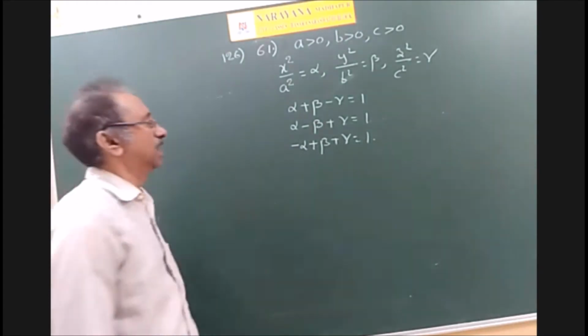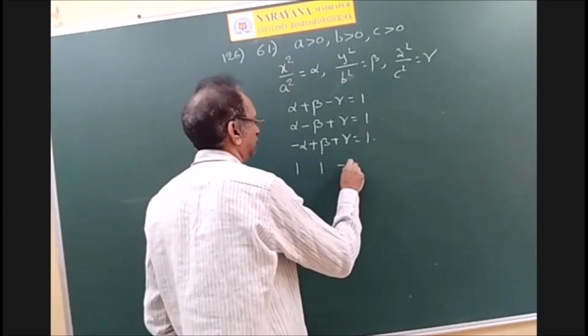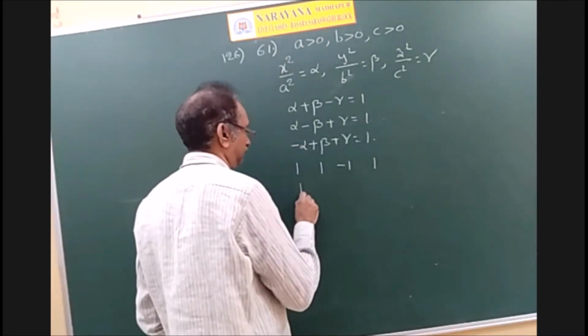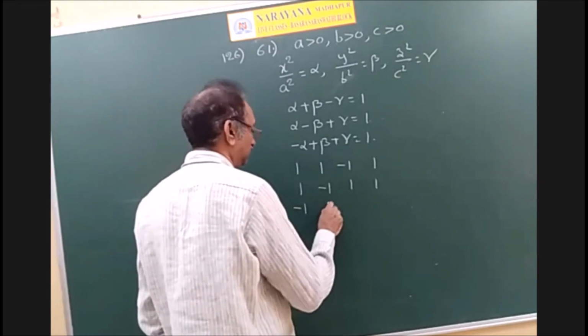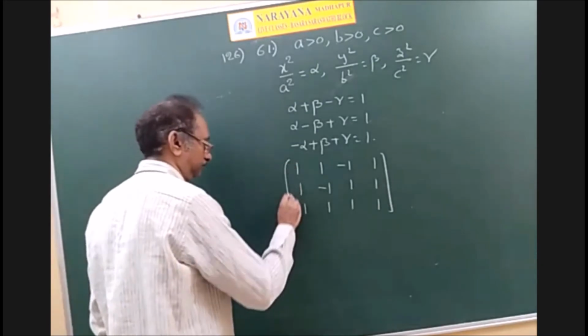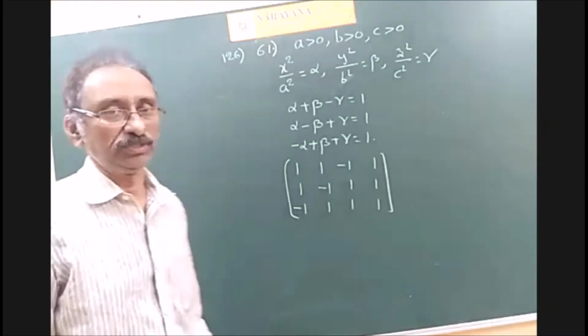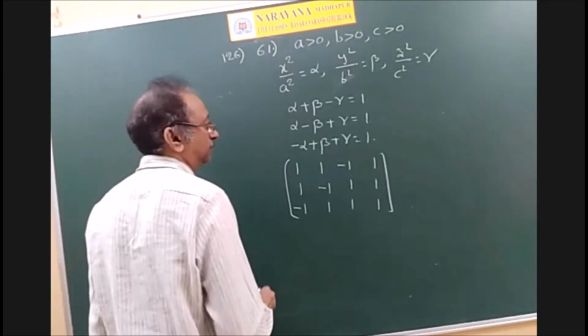So consider the augmented matrix. So 1, 1, minus 1, 1. 1, minus 1, 1, 1. Minus 1, 1, 1, 1. So this is the augmented matrix. And convert this into echelon form.